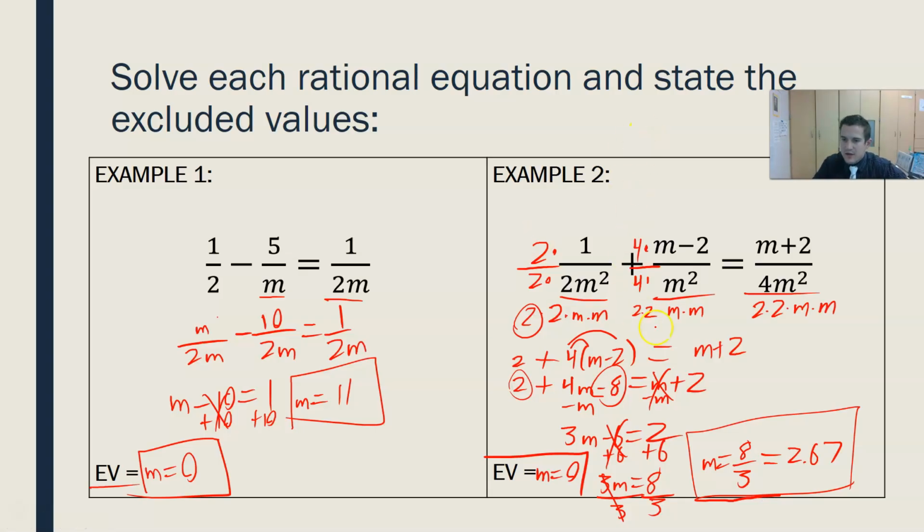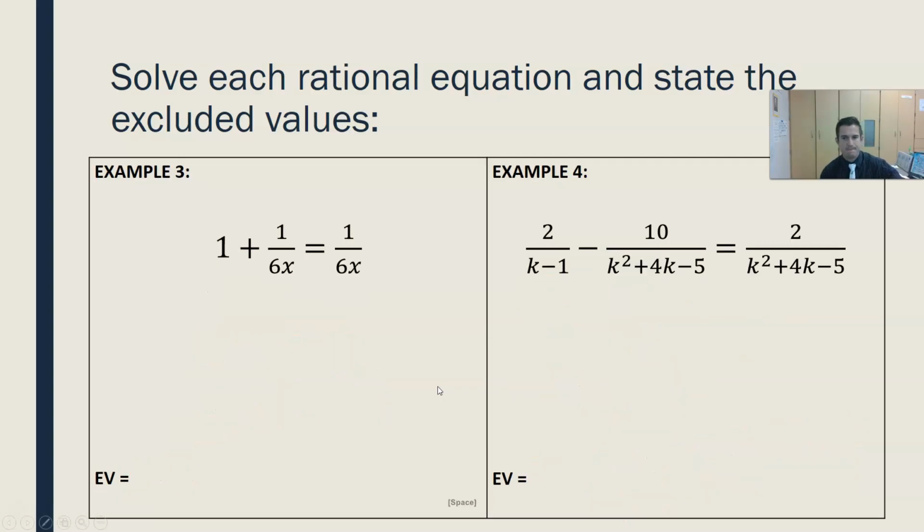So note, I made all the denominators common. I found a common denominator, and then once I found a common denominator, I ignored all the denominators and just solved this equation using the tops of those fractions and used some of the other tools I have in my math brain to solve that equation. And I got one answer, 2.67 or 8 thirds. Okay, let's look at a couple other examples.